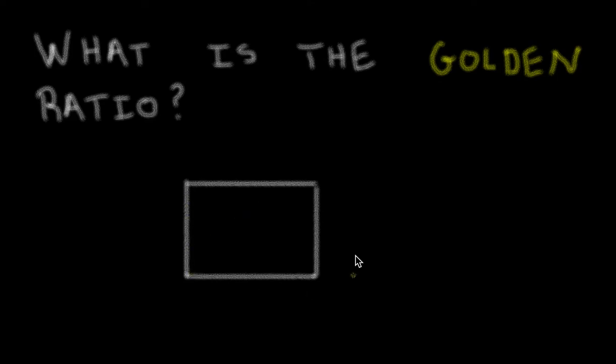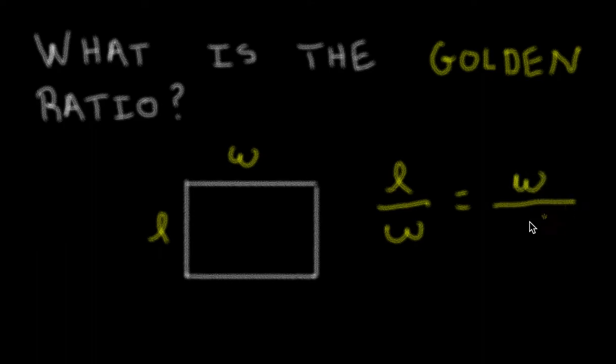So here's my rectangle right here. It has a length, which we'll call L, and a width, which we'll call W. And so the length and the width of this particular rectangle are said to be in the golden ratio if the following is true. So the length to the width, that ratio, is equal to the ratio of the width to the sum of the length plus the width. Okay? So that is the golden ratio in a nutshell.